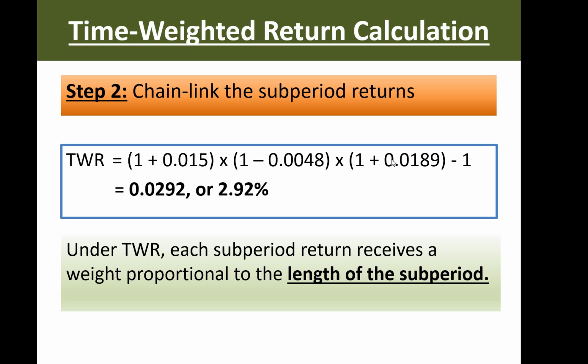And just another side note is that each sub-period return receives a weight proportional to the length of the sub-period. And that's important here. So if you had a sub-period that was only 1 or 2 days, for example, and let's say during that sub-period the return was very high, that's not going to really matter too much though, because the weight's going to be proportional to the length of the sub-period.